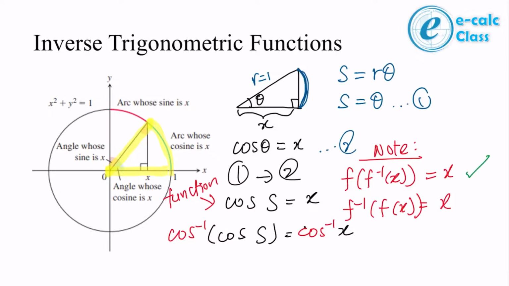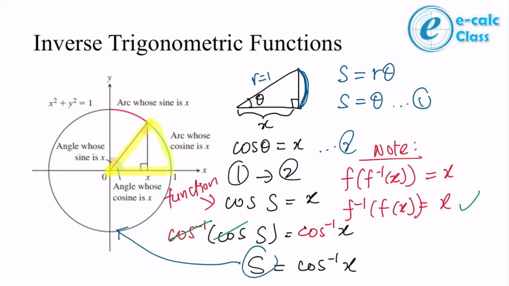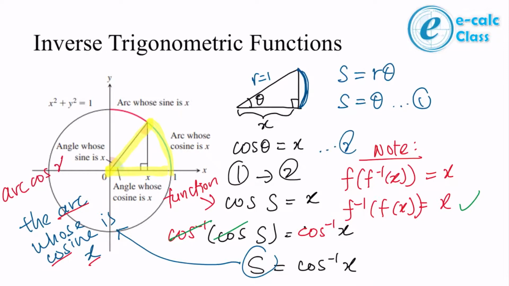By the second equation, this and that can cancel, right? So s equals cos inverse of x. And what is this s? This s is the arc whose cosine is x. In short, we call it arccos of x. And this is the inverse cosine function.